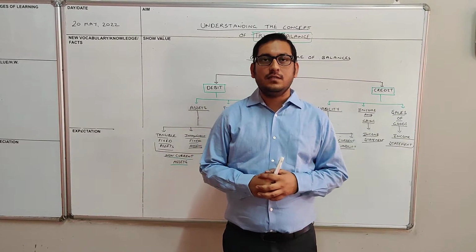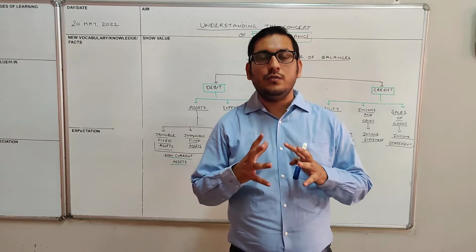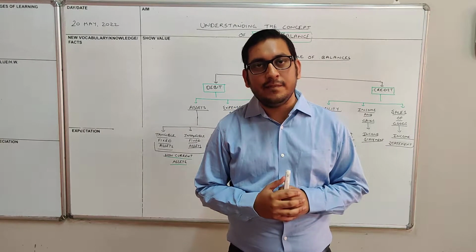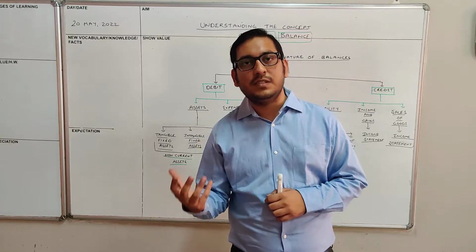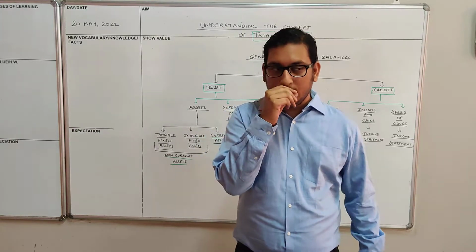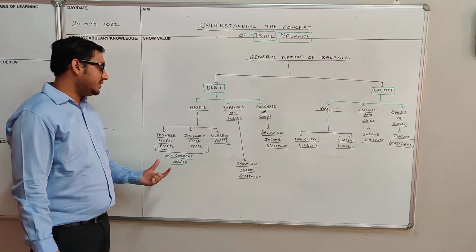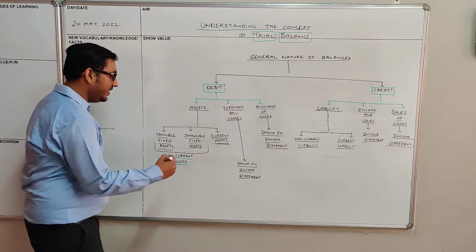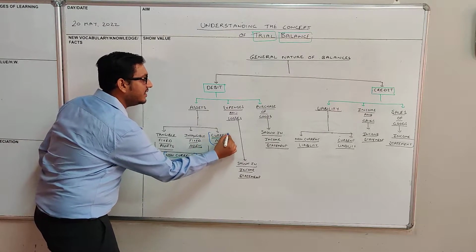So students, we have understood the general nature of balances. Now we will understand what is assets, what is liability, what is expenditure, what is income, what is purchases and what is sales. Now understand students, assets are categorized into two parts, non-current assets and current assets. I am again highlighting, these are non-current assets and these are current assets.